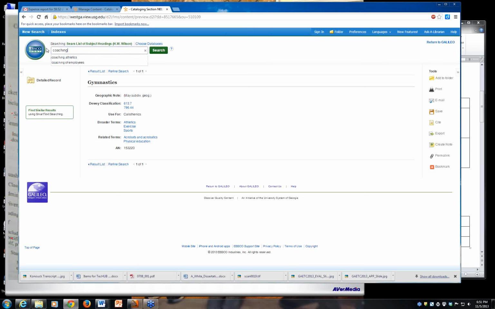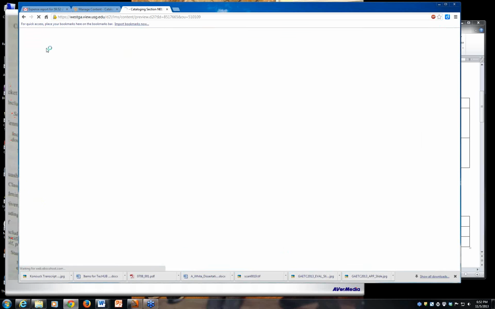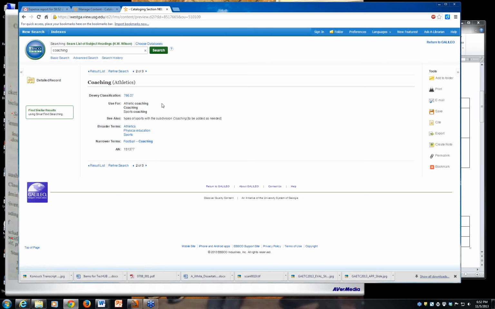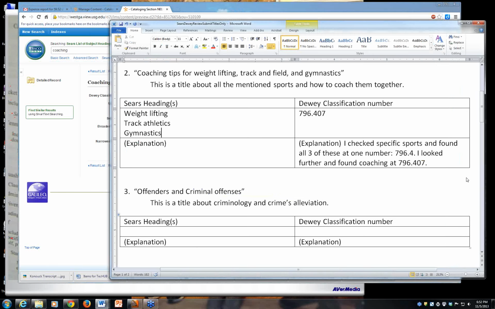Is there any way we can show coaching in addition to these particular headings? Let's look and see. Here's coaching, athletics. Let's try coaching athletics. It says use for athletic coaching, use for coaching, use for sports coaching. See also types of sports with the subdivision coaching to be added as needed. I can use coaching as a subdivision.